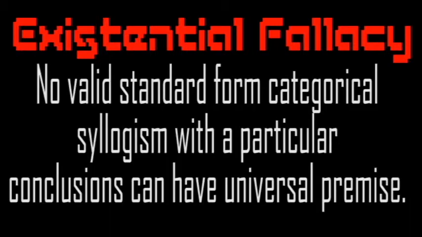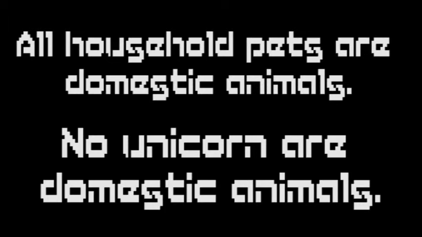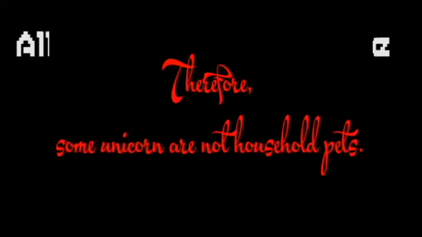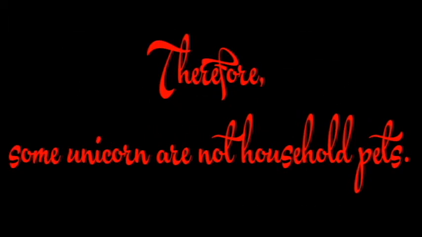Last is existential fallacy, which means no valid standard form categorical syllogism with a particular conclusion can have universal premises. Example: All household pets are domestic animals. No unicorns are domestic animals. Therefore, some unicorns are not household pets.